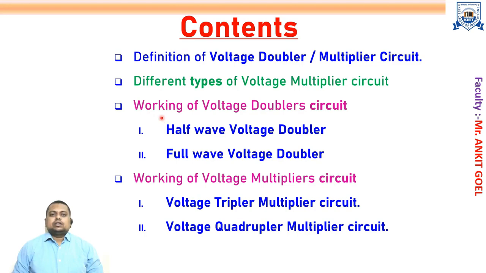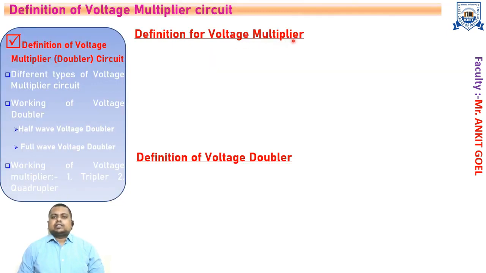Then we will see the working of the voltage doubler circuit. There are two types of voltage doubler, half wave voltage doubler and the full wave voltage doubler. Then we will learn the working of the voltage multiplier circuit, that is voltage tripler multiplier circuit and the voltage quadrupler multiplier circuits. Let's start with the voltage multiplier circuit.